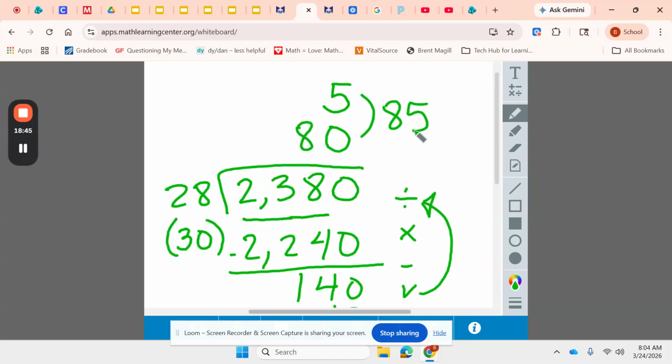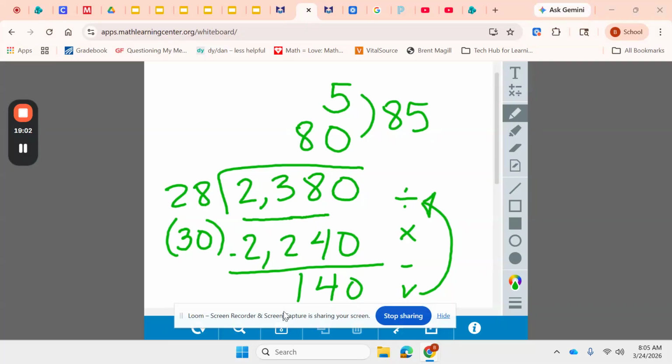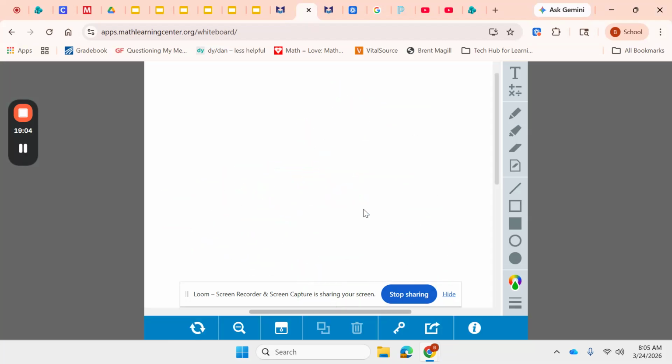So I have one more problem for you to check out. And this one, I want you to try to figure out what I did incorrectly. So you're going to pause the video and then see if you can catch my mistake. All right? Let me erase this. And then when you unpause, you'll see the problem and you can kind of try to figure it out. And then I'll reveal the answer. All right? So pause the video.